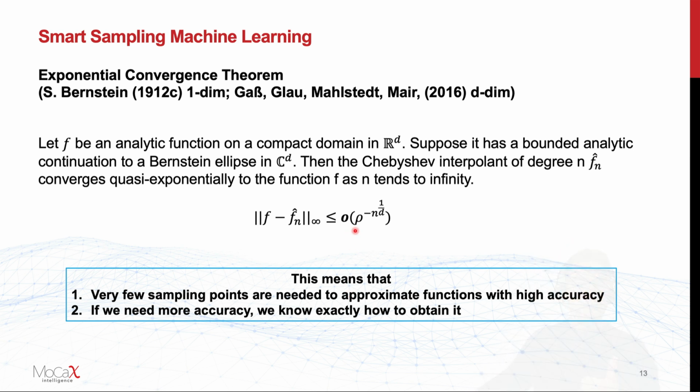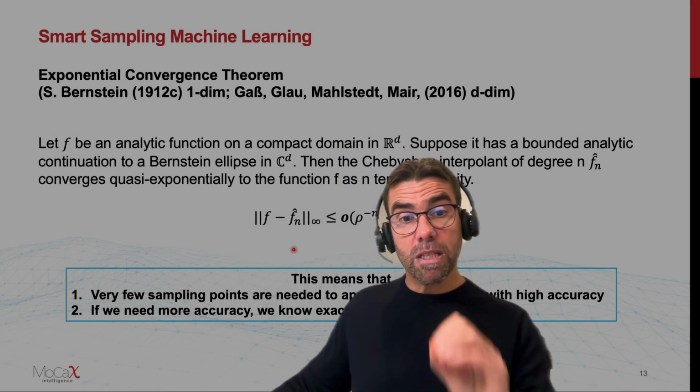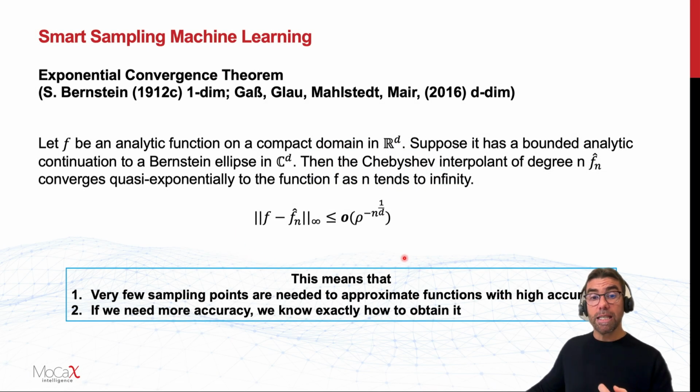First of all, very few sampling points are needed to approximate the function f with high accuracy, which is something that we want. Why? Because originally this f is heavy, is expensive to compute, so we want to compute it as little as possible. If we have exponential convergence, that means very few points are needed to have high accuracy because we are sampling the function at some very specific points that unleash this exponential convergence.